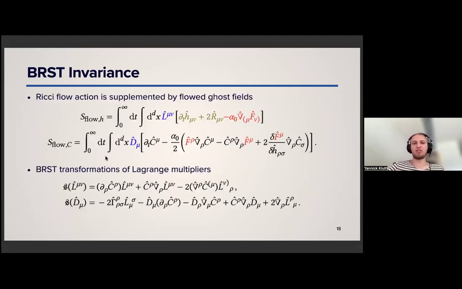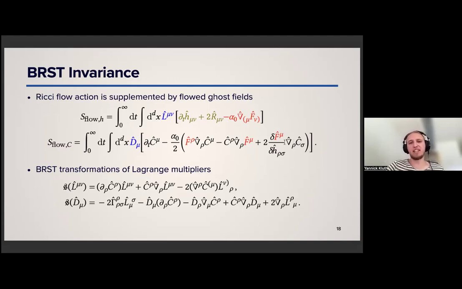Now, if you work out all the algebra, and this is slightly complicated, and I'm just showing you here, from completeness what you get from this is the resulting flow action for the ghosts and for the graviton. So this is what we've seen before. And this is what we get for the ghosts. These two together can conspire such that we have BRST invariance.